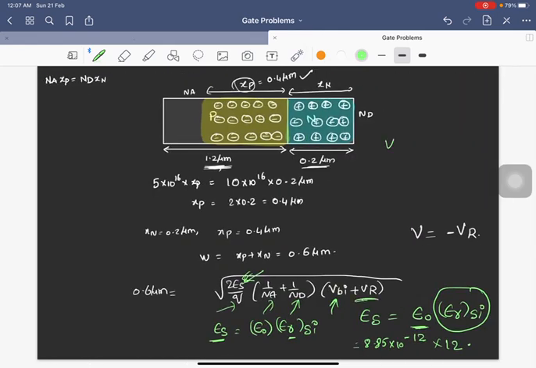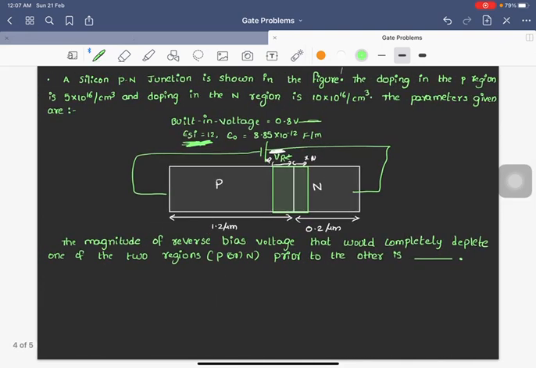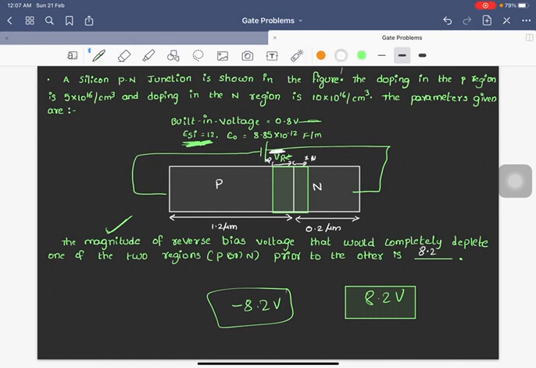So if you do this, you will get VR equal to 8.2 volts. So this is the magnitude of the reverse bias voltage that needs to be applied. But what is the voltage you need to apply? Minus 8.2 volts. But here we were asked to give only the magnitude of the reverse bias voltage. So therefore your answer will be 8.2 volts only. Okay, so let me write it here. 8.2 volts is your answer.